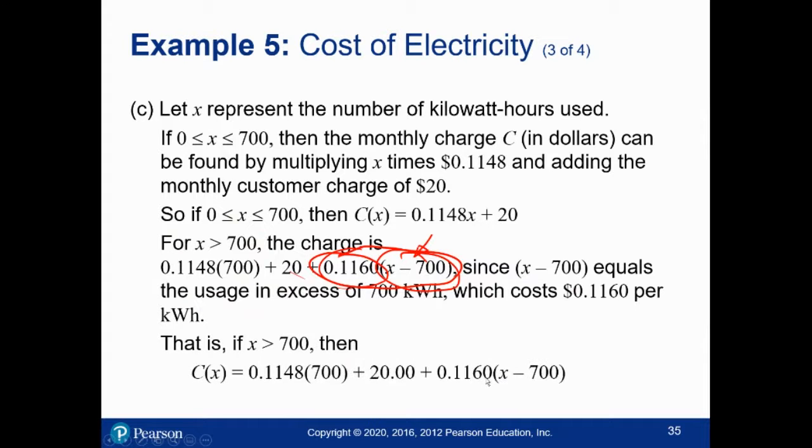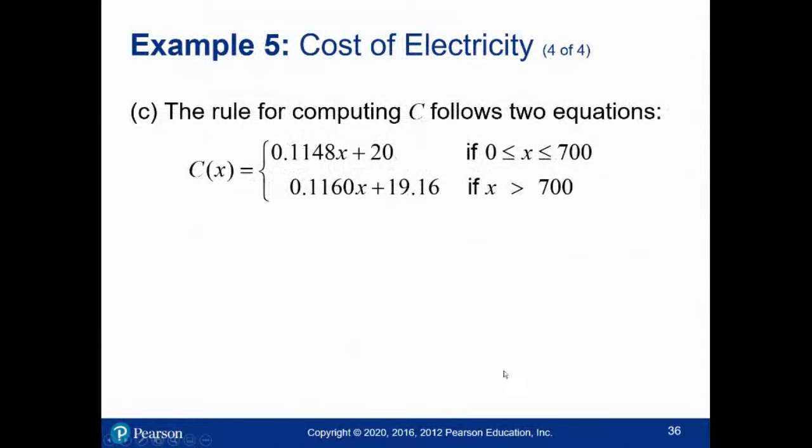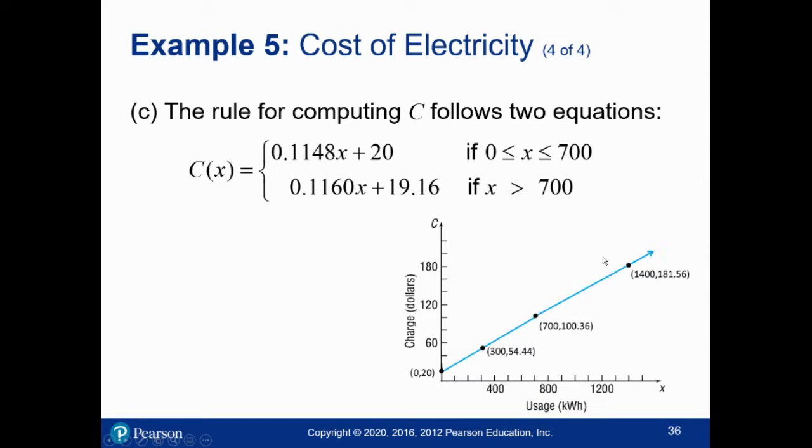Okay, and if we simplify this down, we have 700 times this, 0.1148, plus 20, and when I distribute this, we're going to get a minus 700 times 0.1160. And that works out to 19.16, and then the only term involving x is this 0.1160x. So overall, we have a piecewise function. If x is between 0 and 700, it's computed according to one thing, and if it's bigger than 700, it's computed according to another. Which graphs as follows.